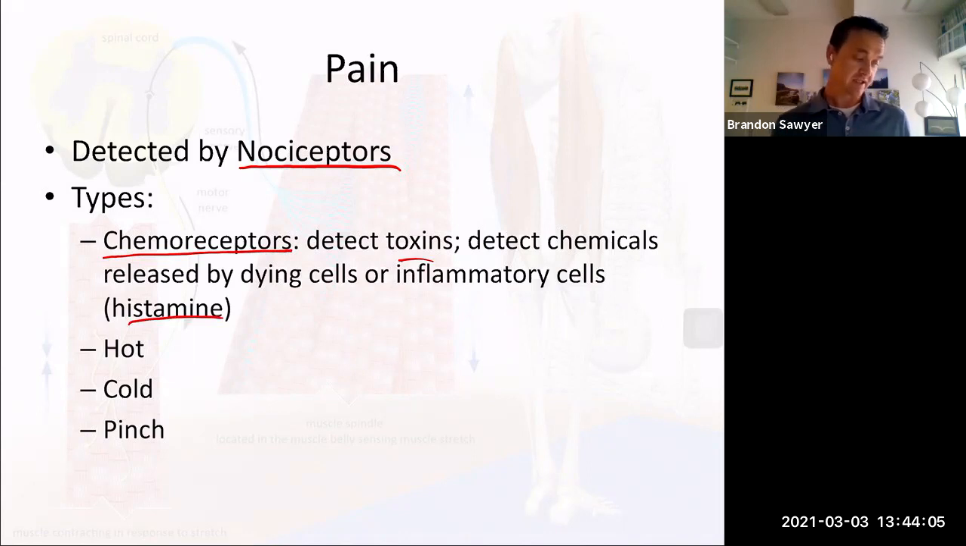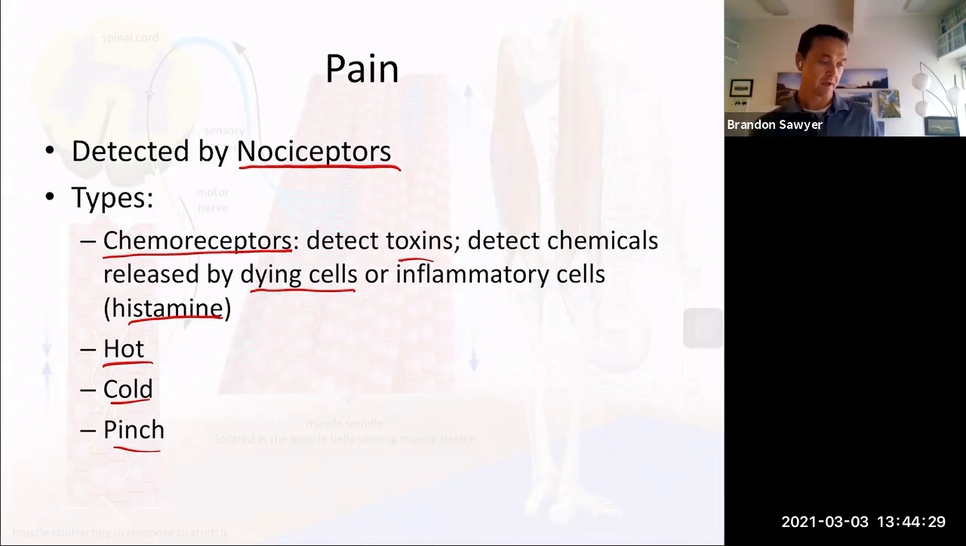inflammation, okay? Same thing with cells. When cells are destroyed, when you have an injury, they release a bunch of substances. Some of those substances directly activate pain receptors, okay? We have hot pain receptors, cold pain receptors, pinch or kind of intense pressure pain receptors, okay? So all detected by different types of receptors there.